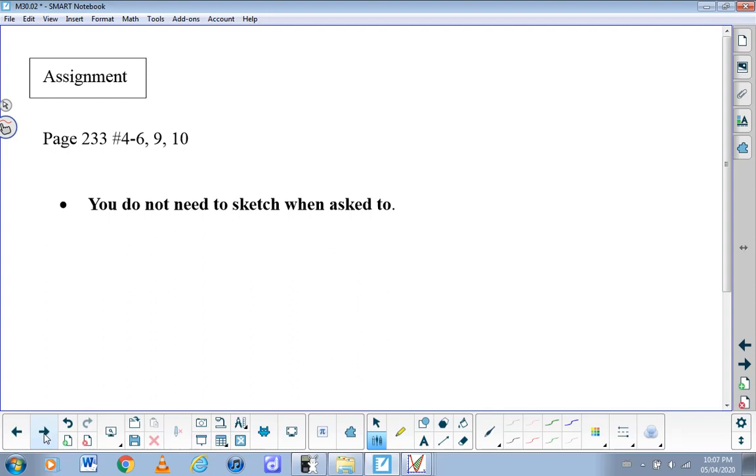Here's your assignment. Don't forget that you have an assignment that's due to be turned in by the end of the day today. I've got a lot of them, but I don't have nearly all of them, so make sure you get that done. And anytime you're asked here to sketch a graph, you certainly don't need to. It's all about you recognizing the connection between the amplitude and A, and the range and A, and the period and B.